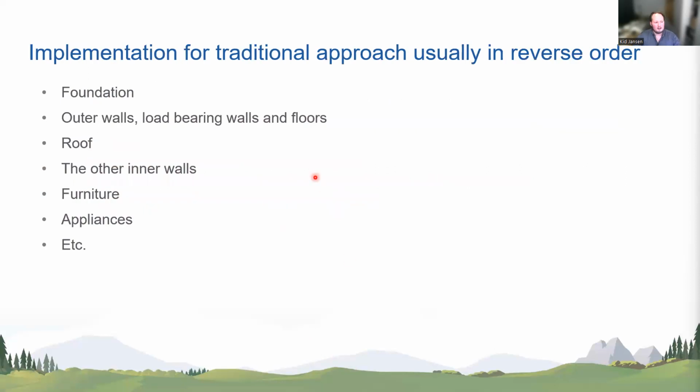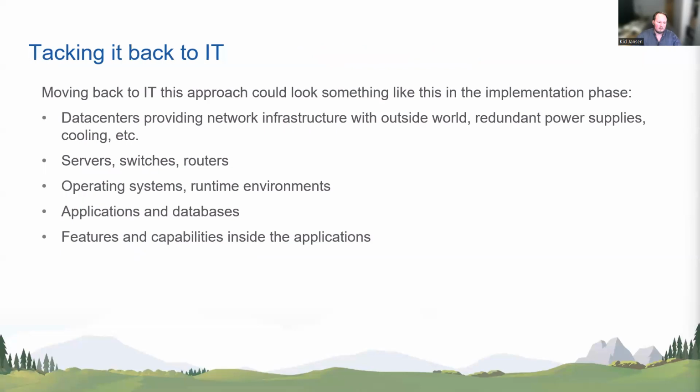And the implementation of traditional approach architecture is pretty much exactly in the reverse order. So for a house, you would first make the foundation and the outer walls, load-bearing walls, floors. Then when you have all of those, you can put on the roof. Then you can make the other inner walls, like the not load-carrying walls. You can put in the furniture, you can install the kitchen and the bathroom, put the appliances in there, lighting, the decorative parts like the paint, floor, etc., heating. And that way you can get from the architecture to the solution in a reverse order.